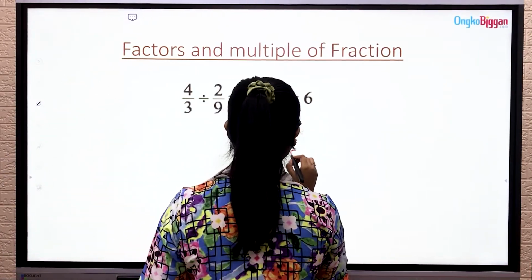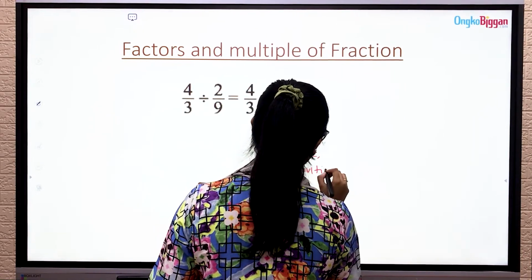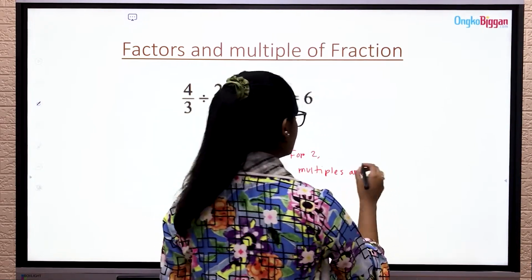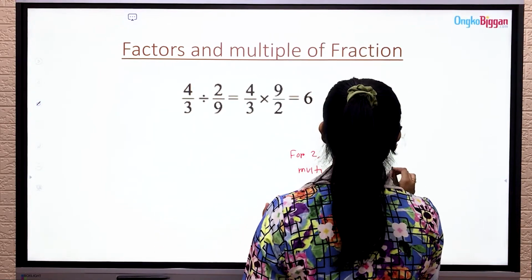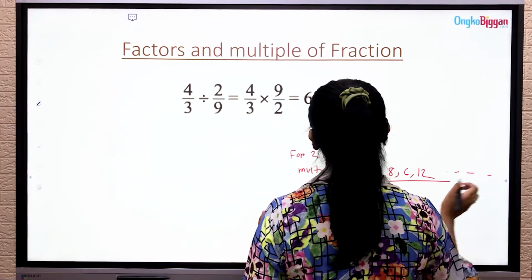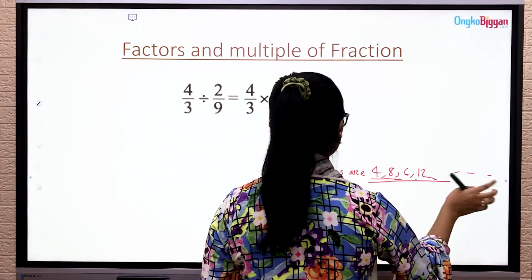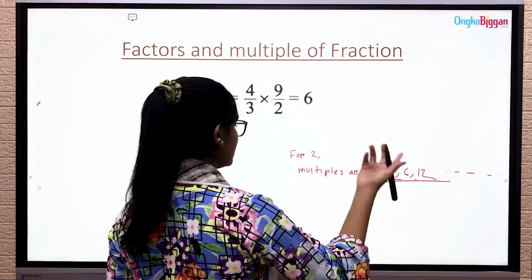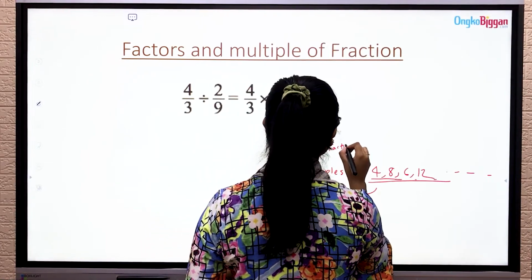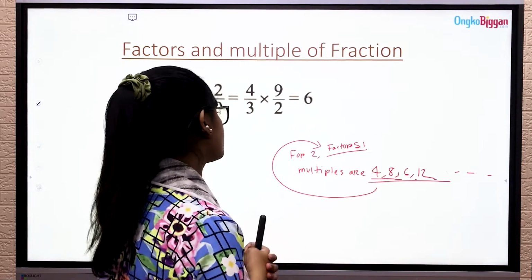Like for 2, multiples are 2 into 2, that is 4, 8, 6, 12. These are multiples. And for 4, 8, 12, 6, 2 is the factor. That means a factor is obtained by dividing by a certain number.